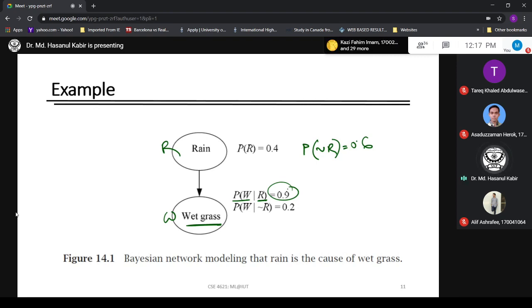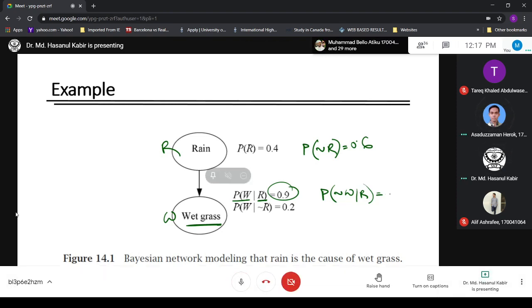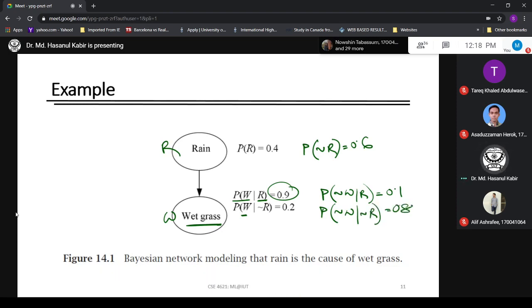And if I ask you that if it rained today but the grass is not wet, what's the probability then? 0.1, right? Similarly, it did not rain but the grass was wet, the probability of wet was 0.2. So if I ask you the probability of not wet, given that it didn't rain, the probability is going to be 0.8, right? Yes or no?